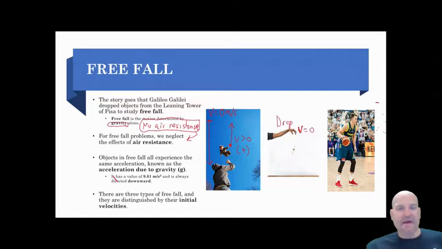This one here is when the initial velocity is equal to 0. Sometimes they'll say an object is dropped, and then ask you how fast it is moving at 2 seconds, how fast it is moving once it hits the ground, how high a cliff is, or something like that.